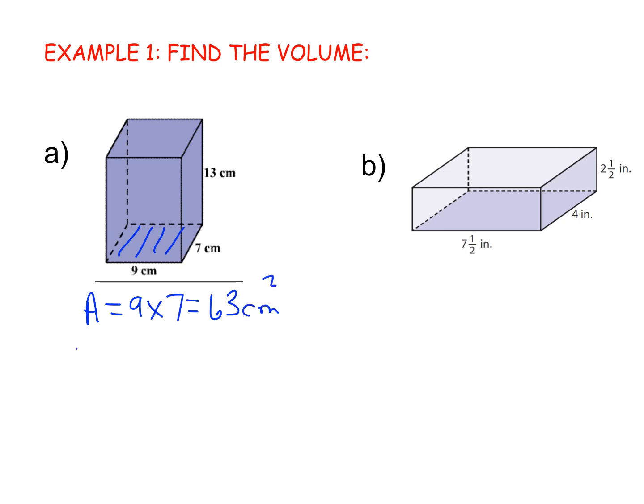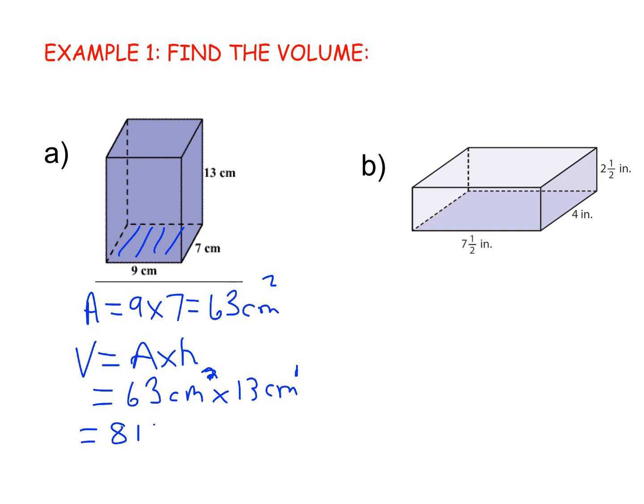If I want to make that into a volume now, then I have to add that third dimension, and I'm just going to take my area and multiply by the height, and so I have 63 centimeters squared, and I'm going to multiply that by 13 centimeters. Now remember, with our exponent laws, we can look at this centimeters as centimeters to the 1, and so when we're looking at units, we've got centimeters squared times centimeters to the 1. We're going to add those exponents just as if centimeters was a base of an exponent, and we're going to end up with 819 centimeters cubed. And that's all we have to do when we're being asked to find the volume of a box.